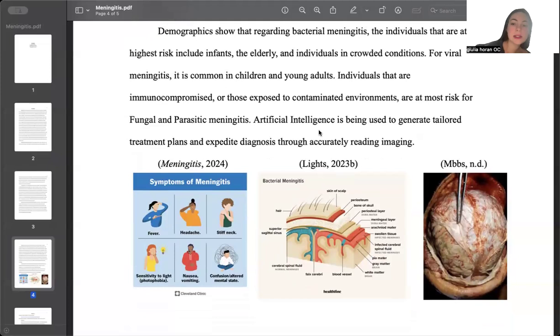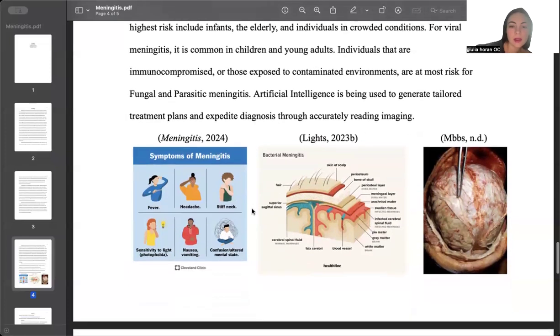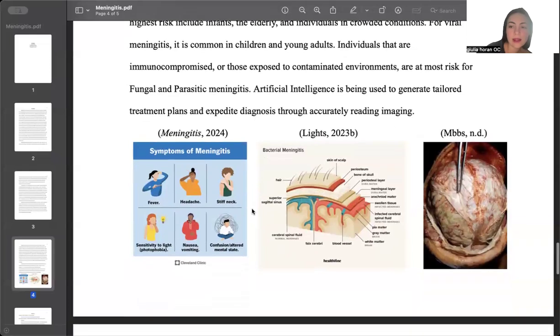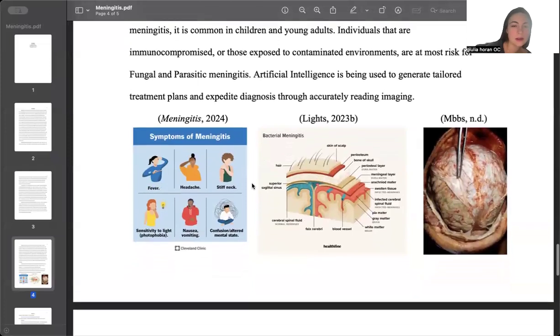Artificial intelligence is being used to generate tailored treatment plans and expedite diagnosis through accurately reading imaging. When it says generate tailored treatment plans, it'll find what it is and how to treat it really fast. So it's really good.